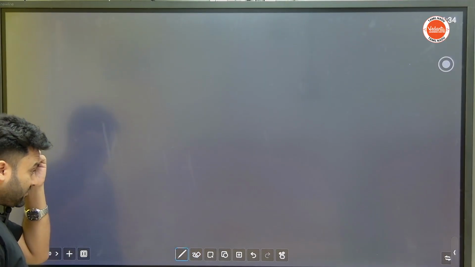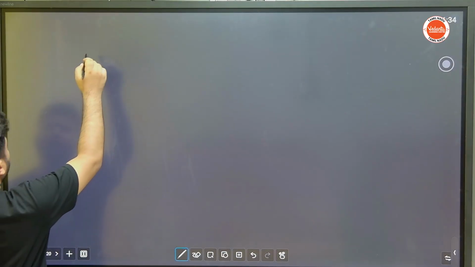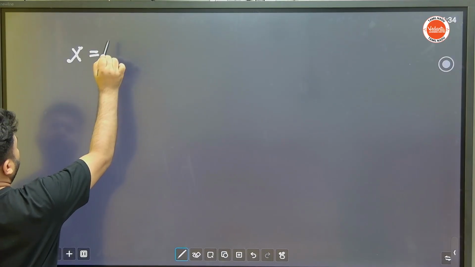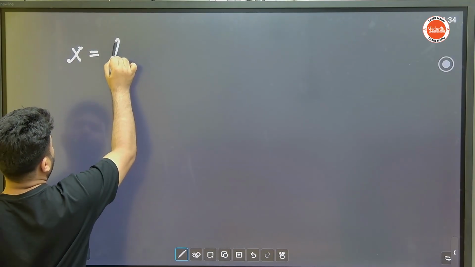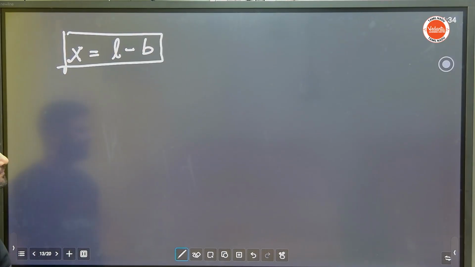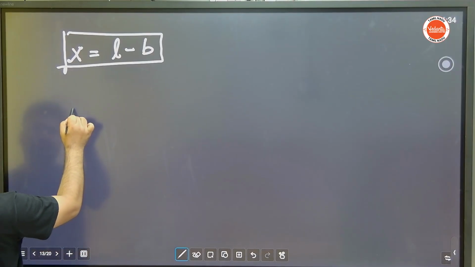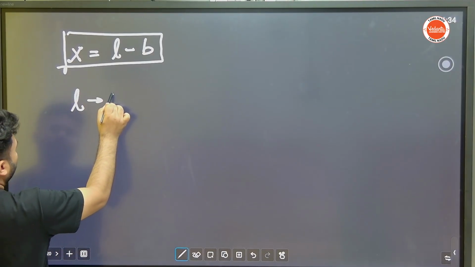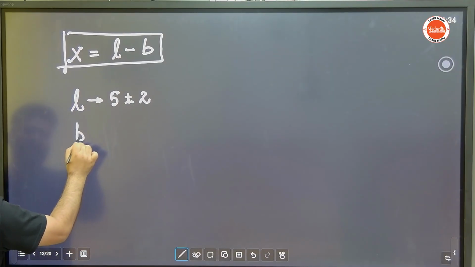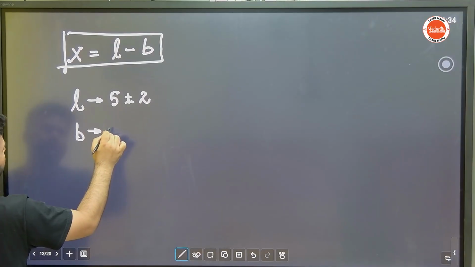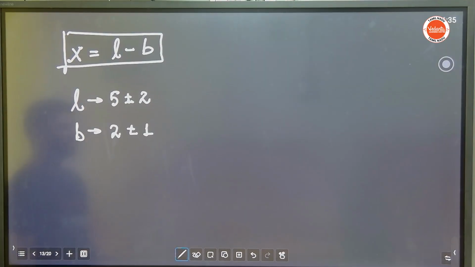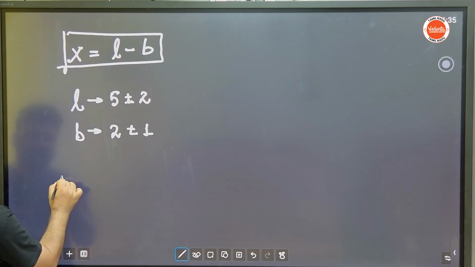See, x is given as L minus B. There is a formula like this, x equals L minus B. Length is given, you are finding the length, and you are not confirmed, so you write 5 plus minus 2. Similarly, breadth you write 2 plus minus 1, like this. They will ask how we can write x.